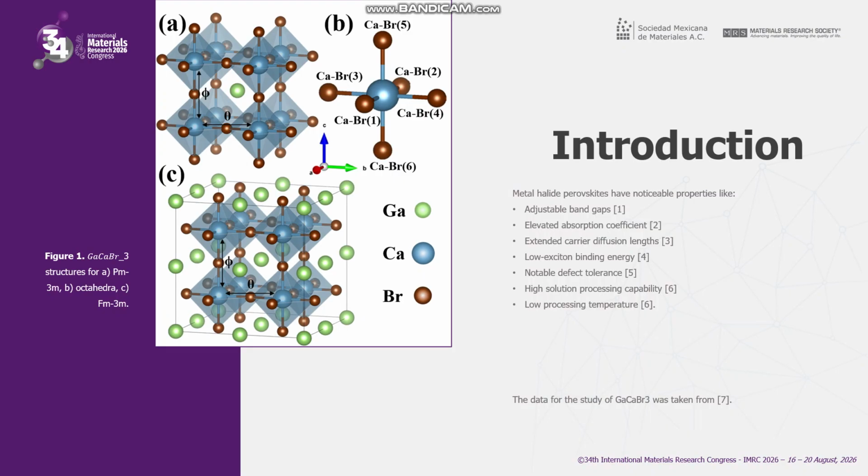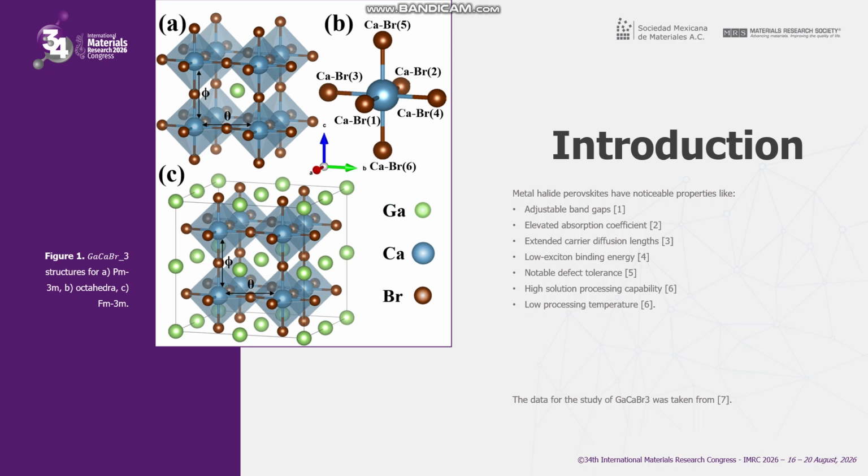As a quick introduction to the topic, we can talk about how metal halide perovskites of the ABX3 structure have recently attracted the attention of the scientific community due to their possible electronic applications, because of properties like adjustable band gaps, an elevated absorption coefficient, extended carrier diffusion lengths, and low exciton binding energy. They are also sought after for their structural properties like notable defect tolerance, high solution processing capability, and low processing temperature, which is in the range of 100 to 200 degrees Celsius.